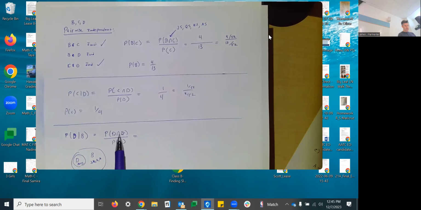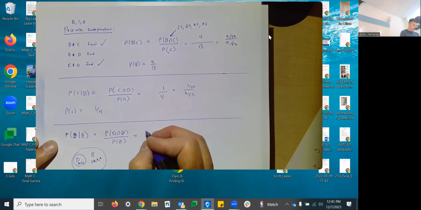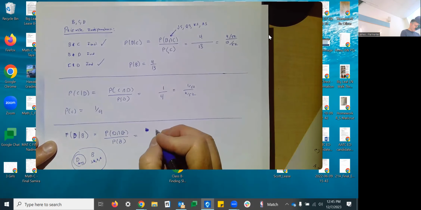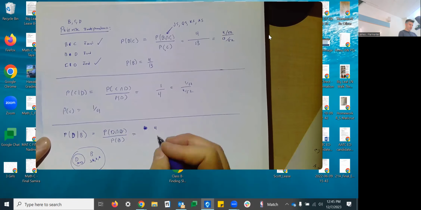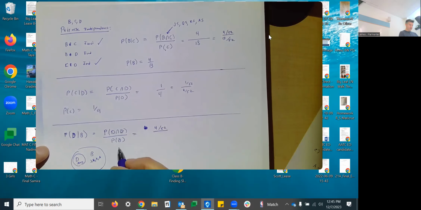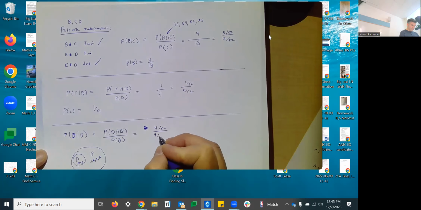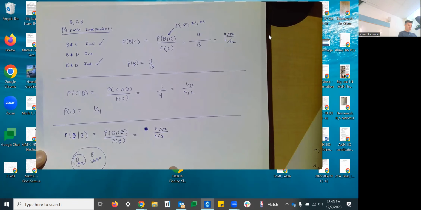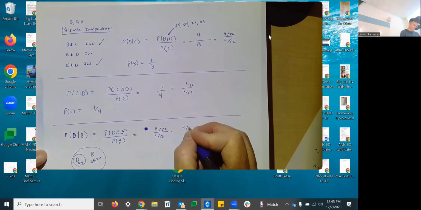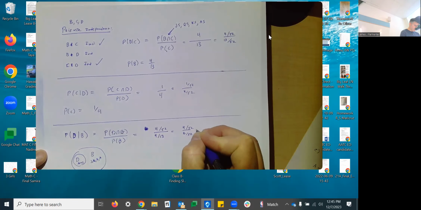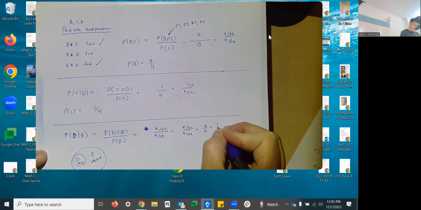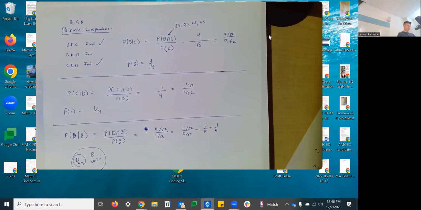So the probability of D, given that you're in B, is going to be, well, there's a 1/4 chance. There are 4 aces out of 52 total cards. And the probability of B, that you're one of these 4 ranks, was 4 out of 13. Or if you prefer, 16 out of 52. Which leaves me with 4 out of 16, which is 1 out of 4. And the probability of D was not that.